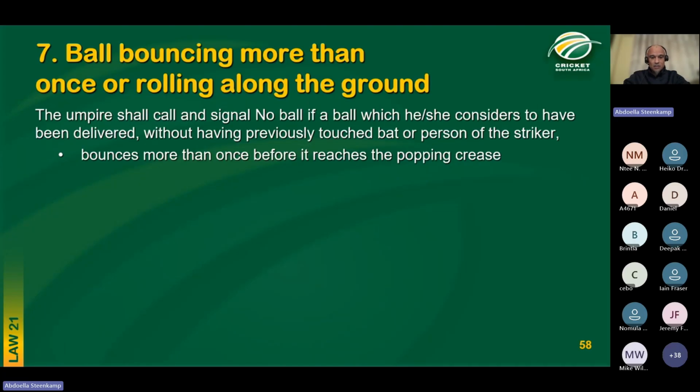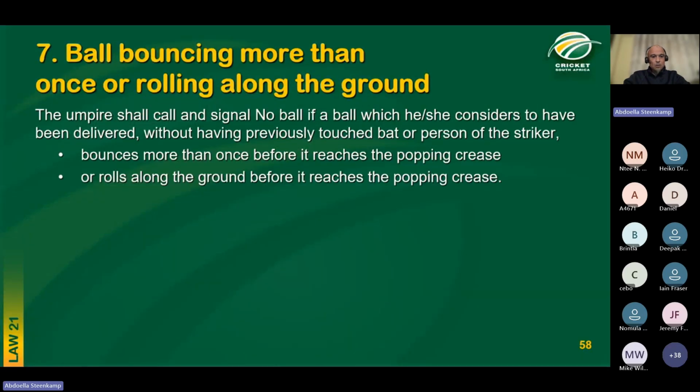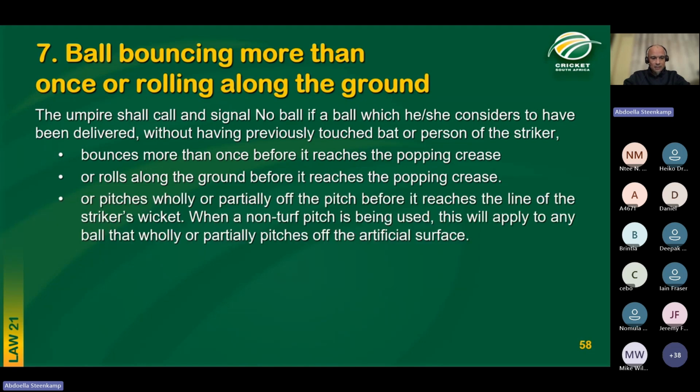So if it bounces a second time before reaching the popping crease, no ball. Or if a ball that gets delivered rolls along the ground before reaching the popping crease, call and signal no ball. Or if the ball gets delivered and pitches wholly or partially off the pitch before reaching the line of the striker's wicket, call and signal no ball.